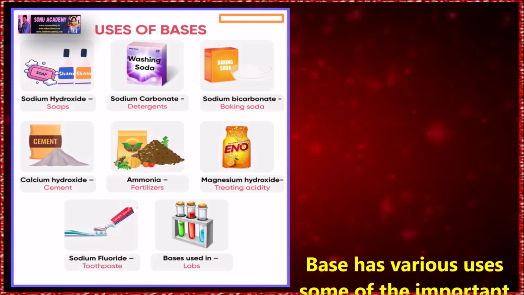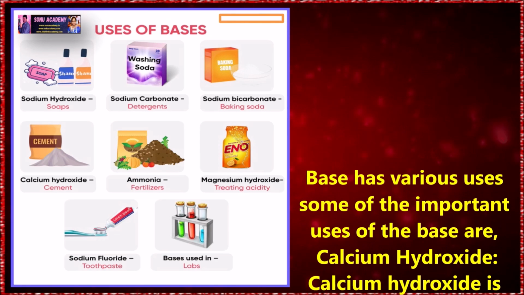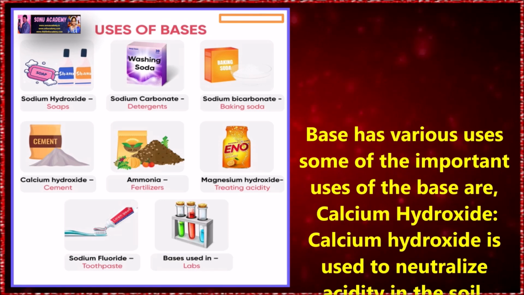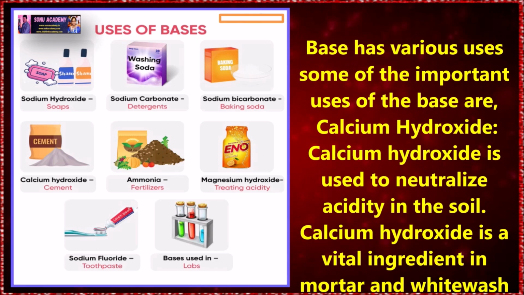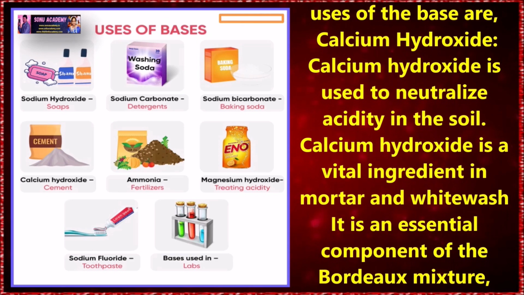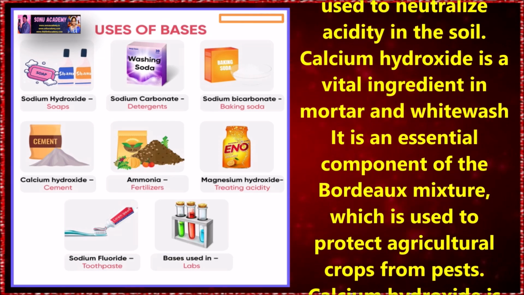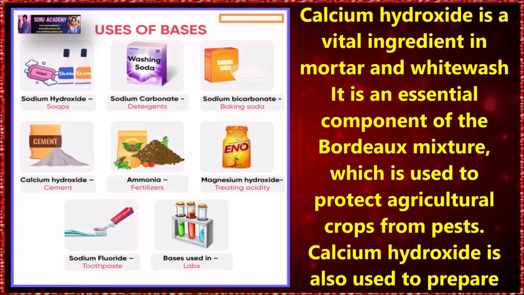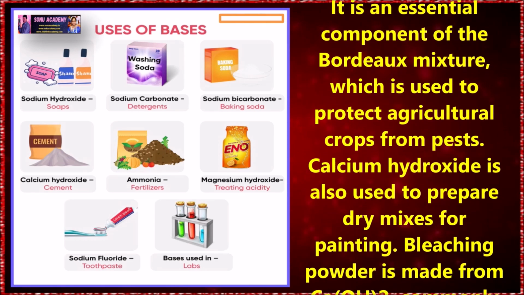Children, let us discuss the uses of bases. Bases have various uses. One of the important uses of bases is calcium hydroxide. Calcium hydroxide is used to neutralize acidity in the soil. Calcium hydroxide is a vital ingredient in mortar and whitewash. It is an essential component of the Bordeaux mixture, which is used to protect agricultural crops from pests.